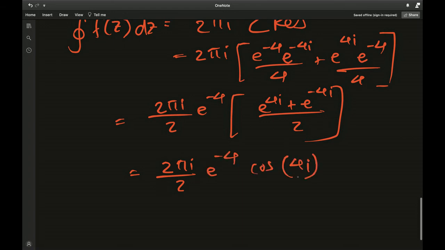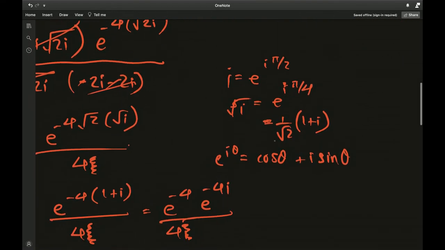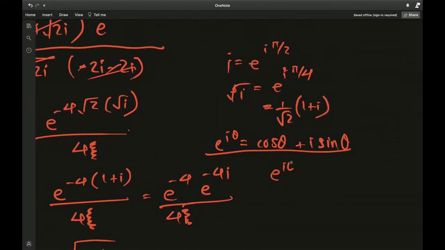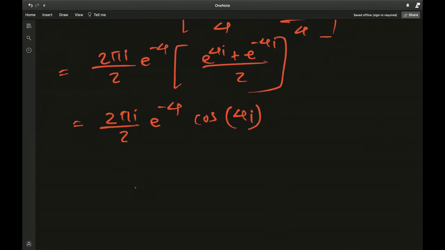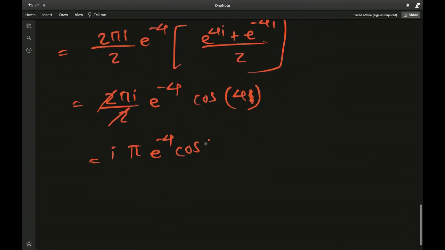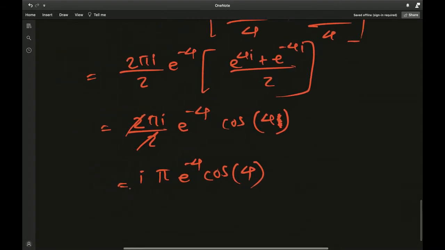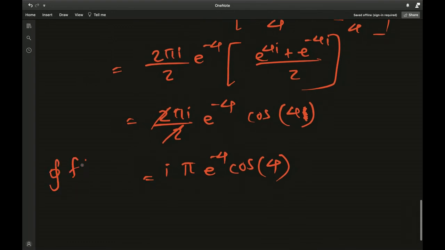Cosine of 4i. Again, this derives from Euler's formula. You take e to the negative i theta, you get cosine theta minus i sine theta. Add this to this, and you'll have a formula for cosine. That's exactly this formula. Cancel this out. We'll have i pi e to the negative 4 cosine of 4. No i. That's the contour integral value of f of z dz.